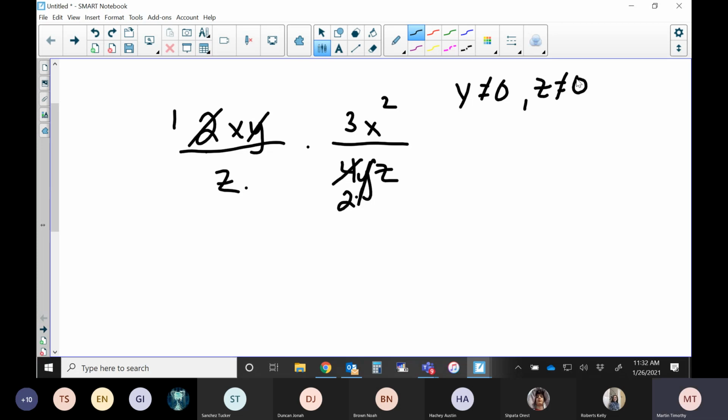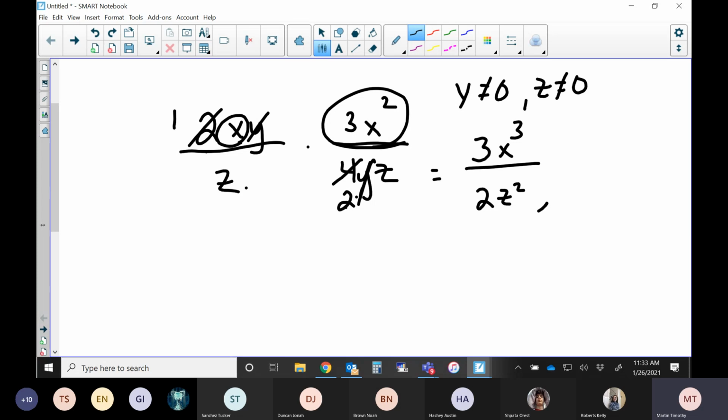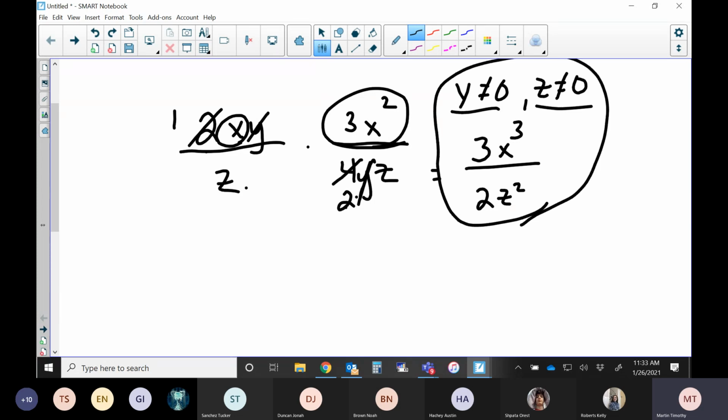Does the 3 have anything in common with anything? No, it doesn't. Does the x squared have anything in common? No, it doesn't. So then I multiply top times top. All I have left up here is x times 3x squared, which turns into 3x cubed, over z and 2 and z. So that turns into 2, and then z times z is z squared. So this would be my final answer, including those restrictions.